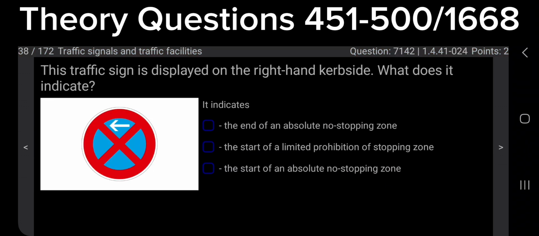This traffic sign is displayed on the right-hand curbside. What does it indicate? The end of an absolute no-stopping zone. The start of a limited prohibition of stopping zone. The start of an absolute no-stopping zone.